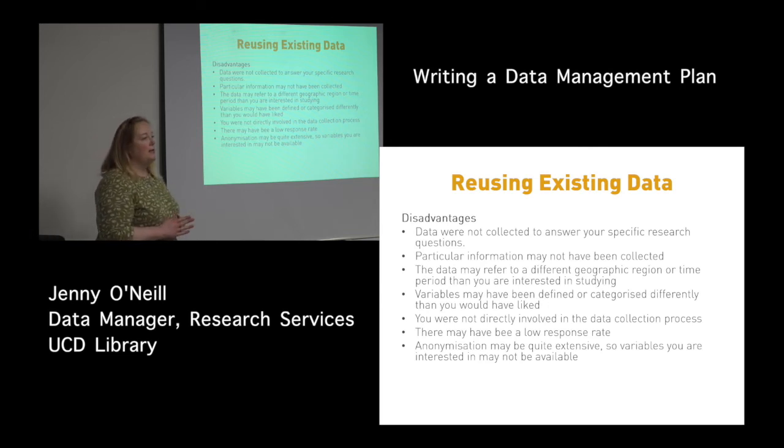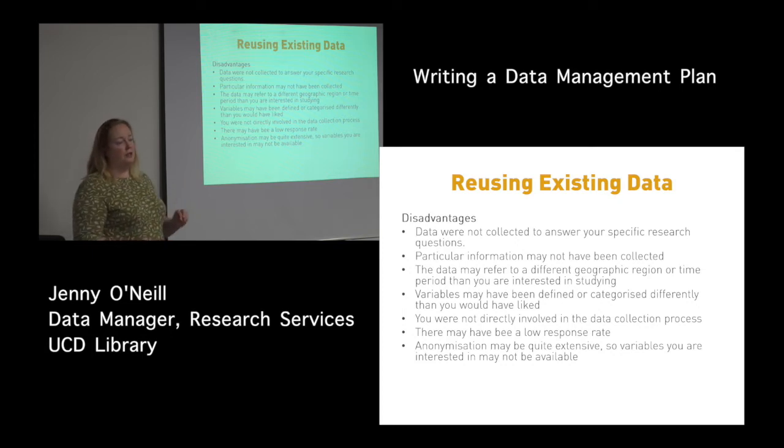You might be looking at a slightly different time period, so the data might not be current or completely up to date, or it might be a slightly different geographic location than the one you were interested in. Variables may have been defined or categorized differently to how you would have done it if you were involved in the research project. And anonymization can be quite extensive.